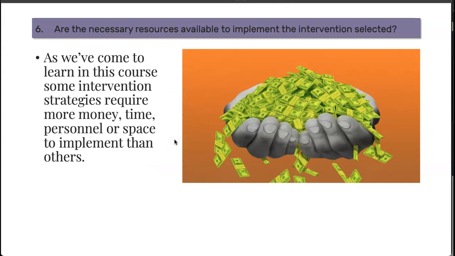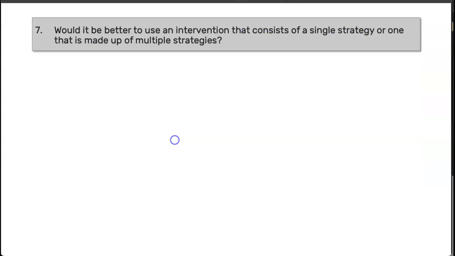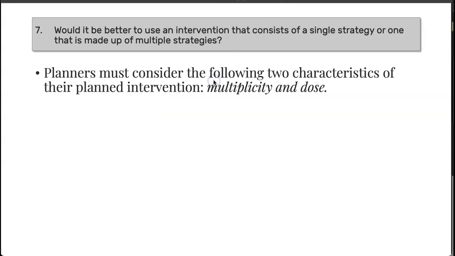Number 6 is pretty self-explanatory. Do you have the resources? And 7, right? Would it be better to use an intervention that consists of a single strategy or one that's made up of multiple? And of course, we've said this over and over again: the more levels that you can target, the higher the dose that you can target, the better off you'll be.